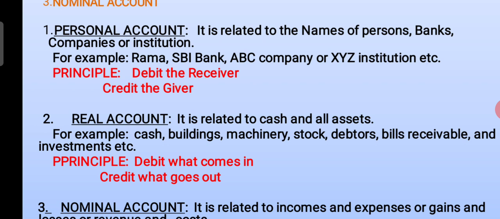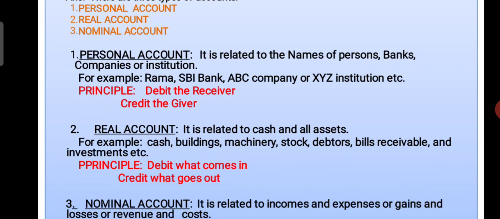Okay, students, now the real account principle. The real account principle is: debit what comes in, credit what goes out. Students, let me ask you a few questions. What is real account? It is related to cash and all assets. What are the examples? Cash, buildings, machinery, stock, debtors, bills receivable and investment, etc. And what is the principle of real account? Debit what comes in, credit what goes out.